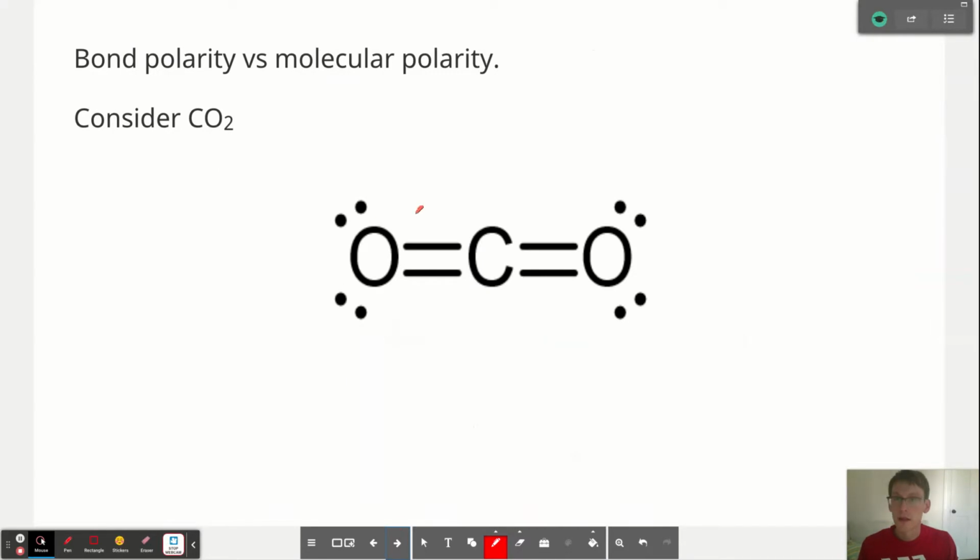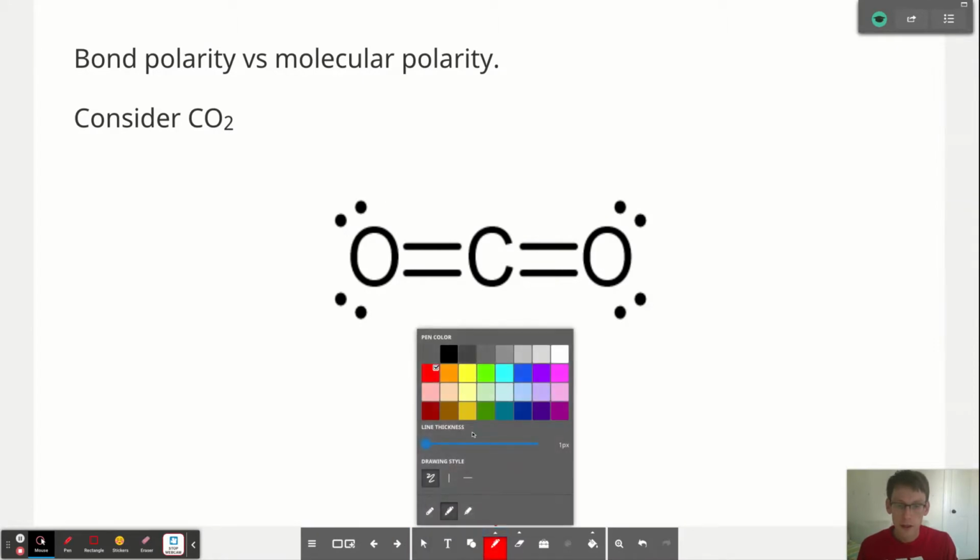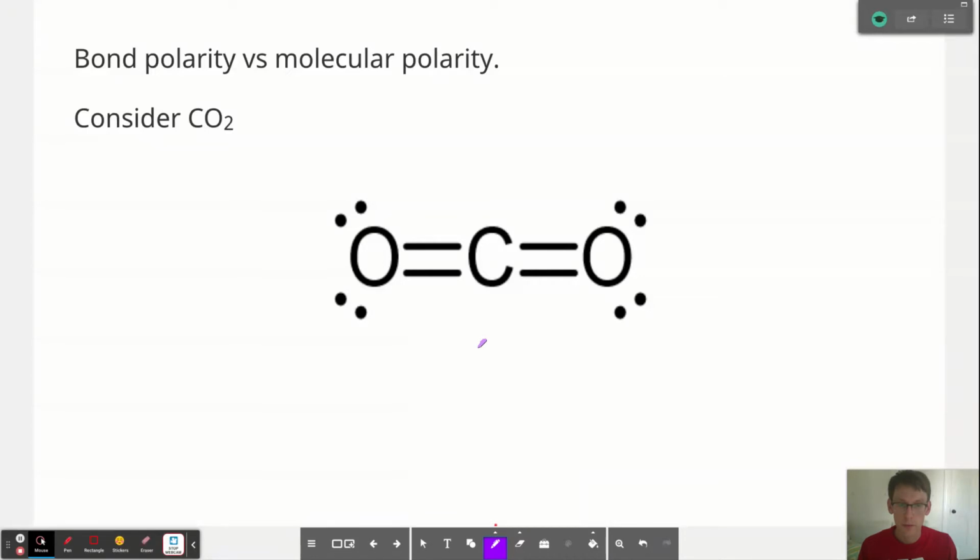So let's consider, though, carbon dioxide. All right, so if we look at CO2, we're going to have carbon with an electronegativity of 2.5, oxygen with 3.5, and the other oxygen with 3.5 as well. So here we can see that there's an electronegativity difference in both cases. And so both of these bonds are polar.